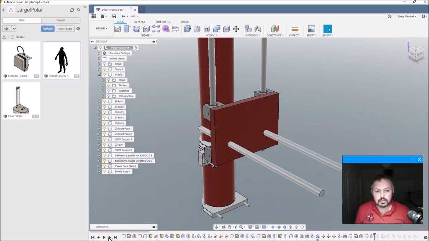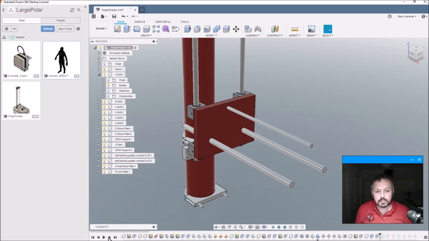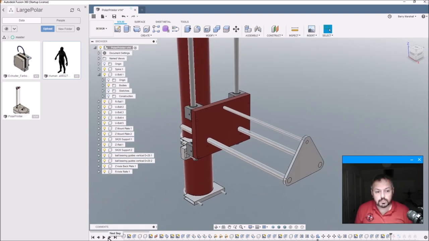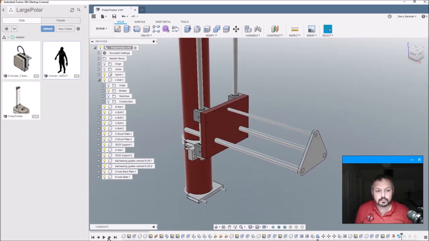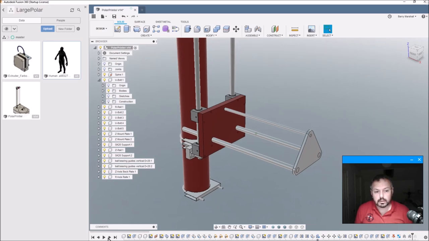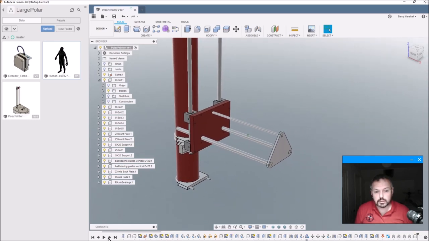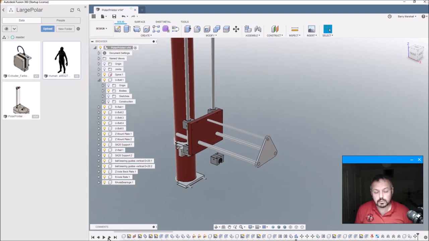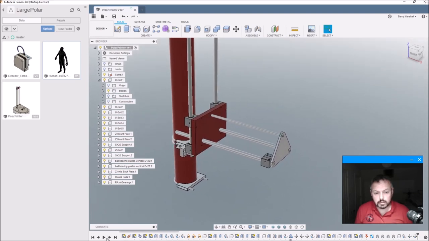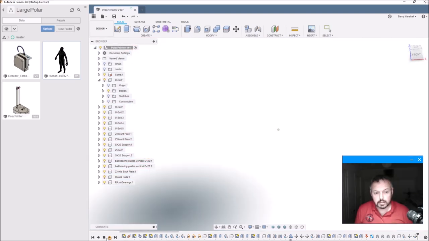So if we carry on, now we've got the rails coming in, and then we've got the end plate. And now just putting a load of joints and stuff in, hopefully. So here we go, some more linear bearings coming in.